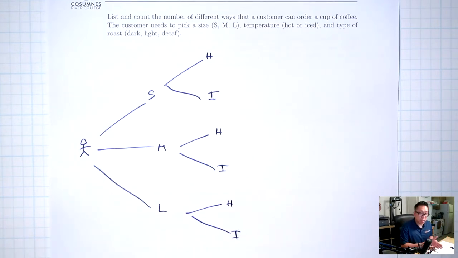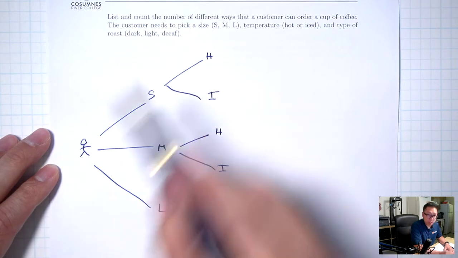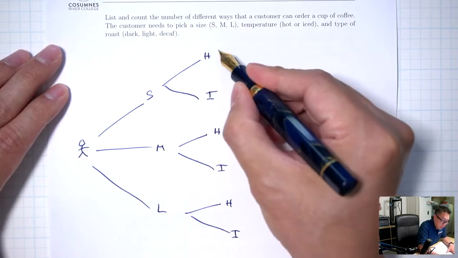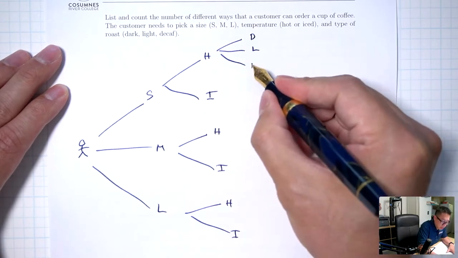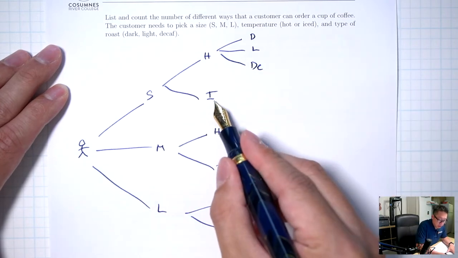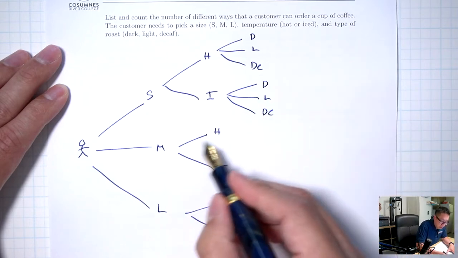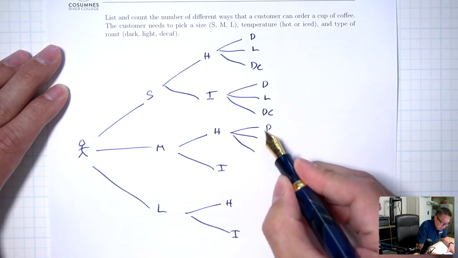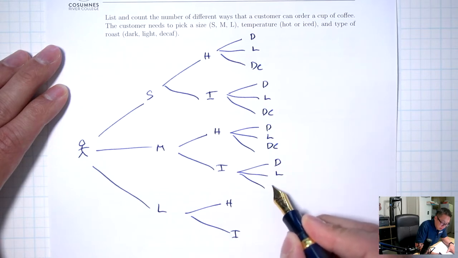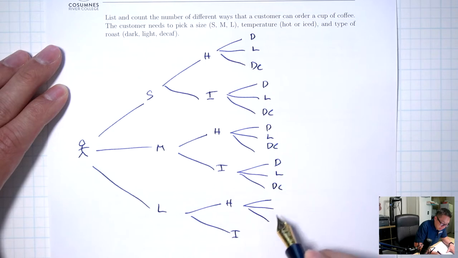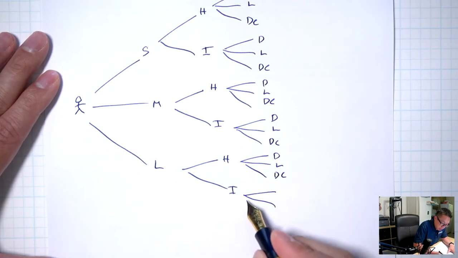Now, what happens after they pick the temperature? After they pick a temperature, they have to pick a roast, and they have an option of dark, light, or decaf. So from each of these temperatures, they have three options. Dark, light, decaf, I'll call DE. Okay. From this temperature of iced, they have three options. Dark, light, decaf. Same thing for this one. Dark, light, decaf. Dark, light, decaf. And then for this last temperature, dark, light, decaf.